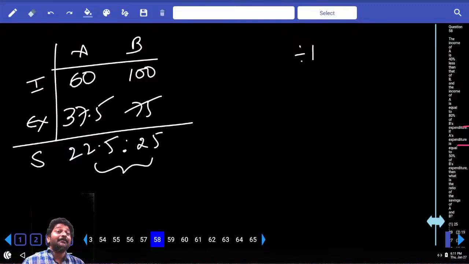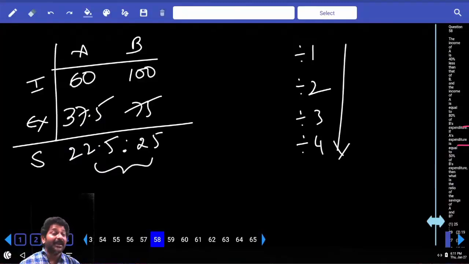Like that, for any number, the number itself is the highest factor. How do you get that? By dividing the number by 1. Next highest factor, divided by 2, divided by 3, divided by 4. If you do like this, you get factors in descending order. For multiples it is into 1, into 2, into 3, into 4; for factors it is the same, but divided by 1, divided by 2, divided by 3, divided by 4. Then we will get factors in descending order.